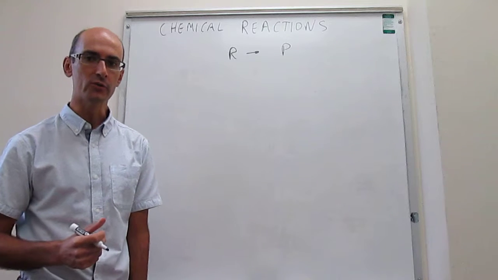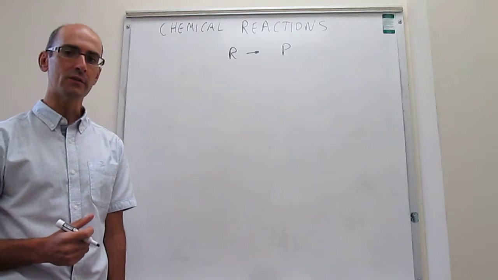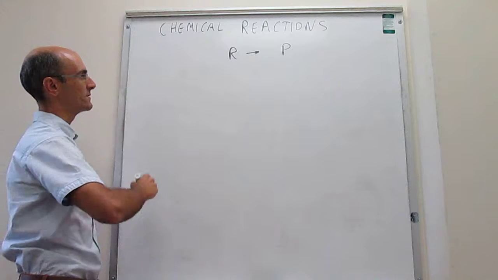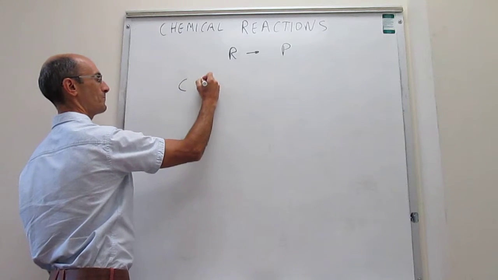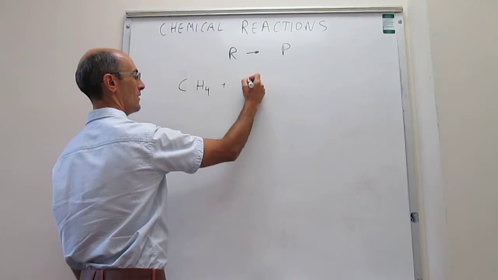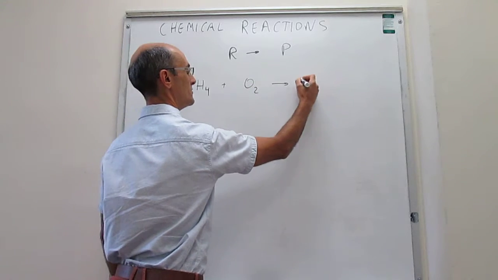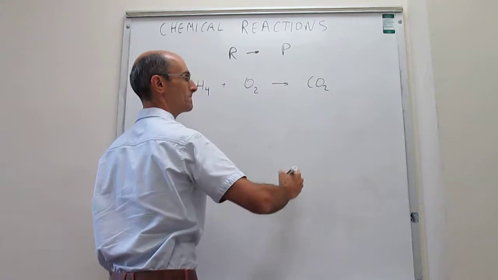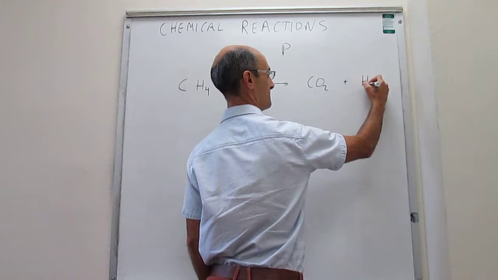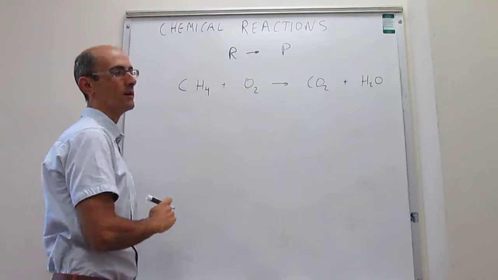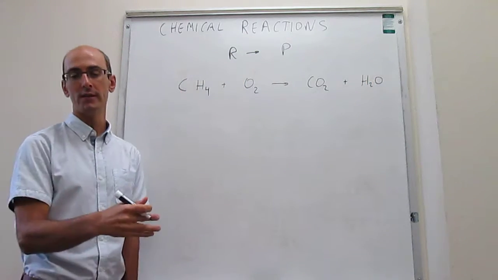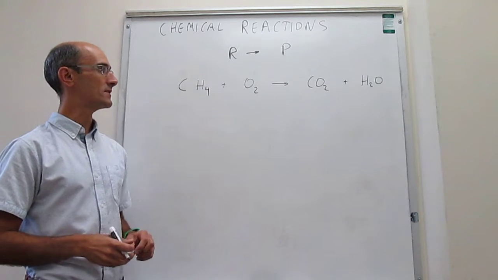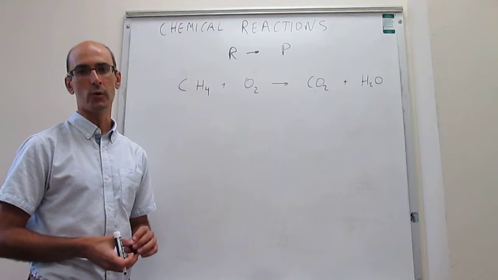For example, we're going to use here the combustion of methane to illustrate this point. Methane can burn with oxygen to generate CO2 and water. So right here we have clearly specified what the reagents of the reaction are: methane and oxygen, and then what the products are: CO2 and water.